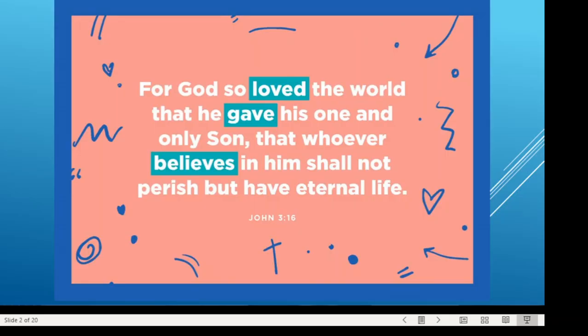John 3 verse 16: For God so loved the world that he gave his one and only Son, that whoever believes in him shall not perish but have eternal life. John 3 verse 16.